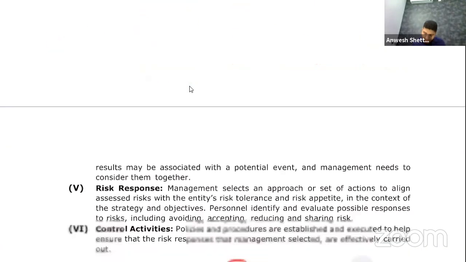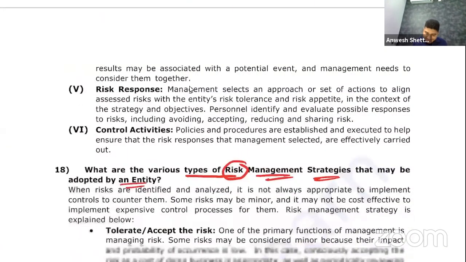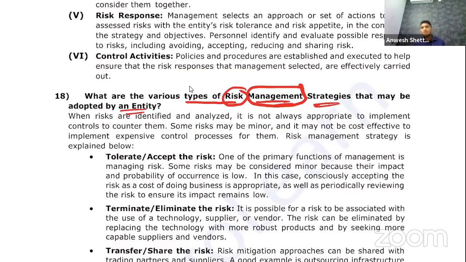Okay, next point is, what is risk management? We know that in business there is always risk, but you need to manage those risks.